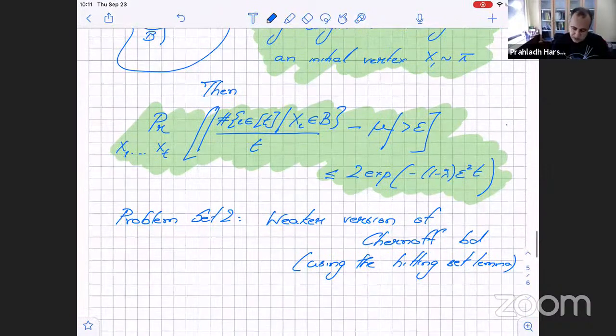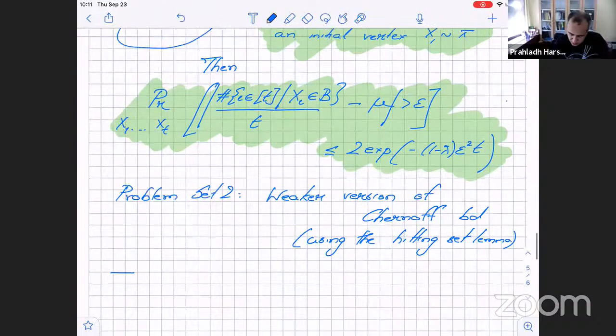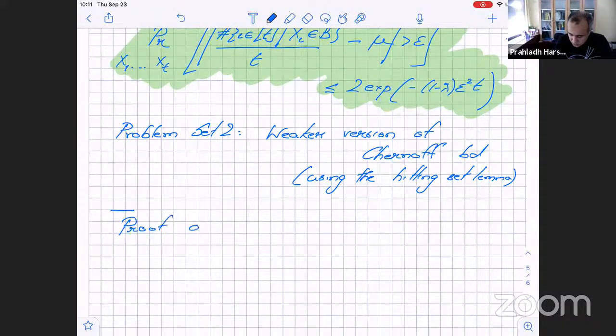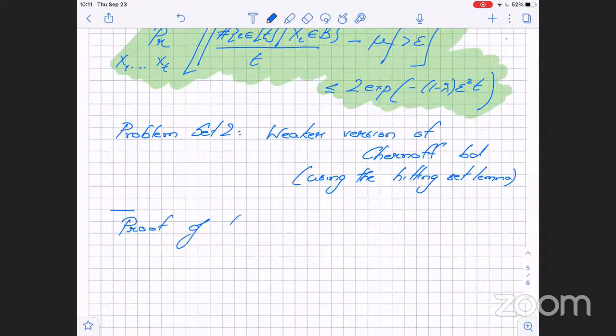So let's now start. We spent a lot of time talking about what the hitting set lemma is and why it is useful. Let's go into the proof of the hitting set lemma.